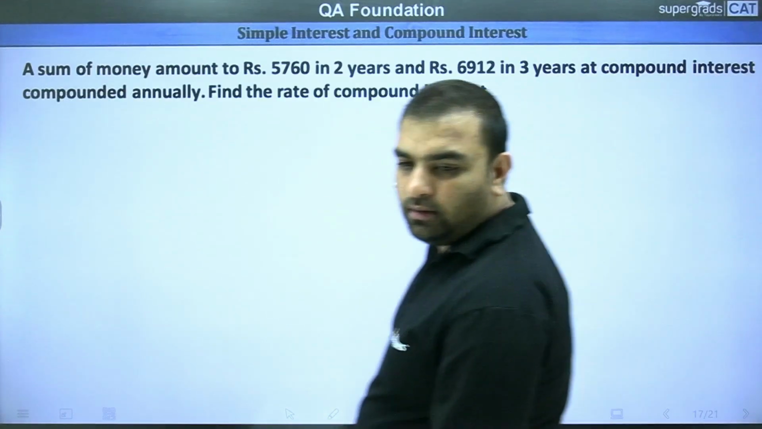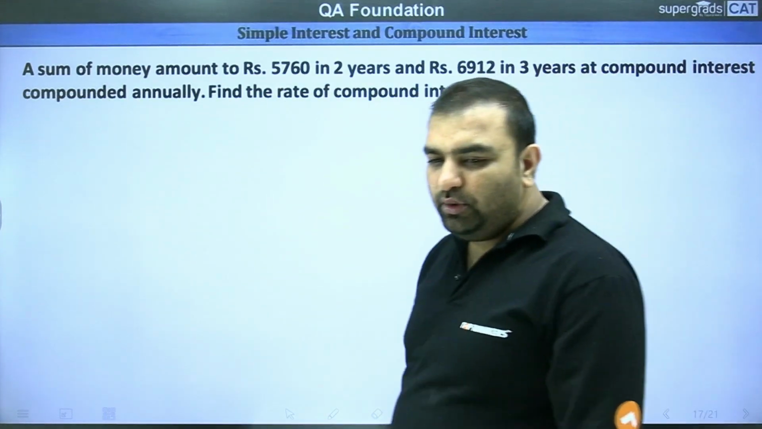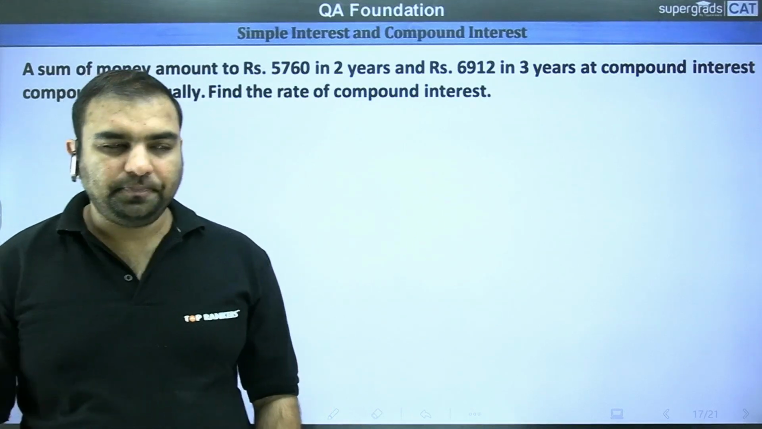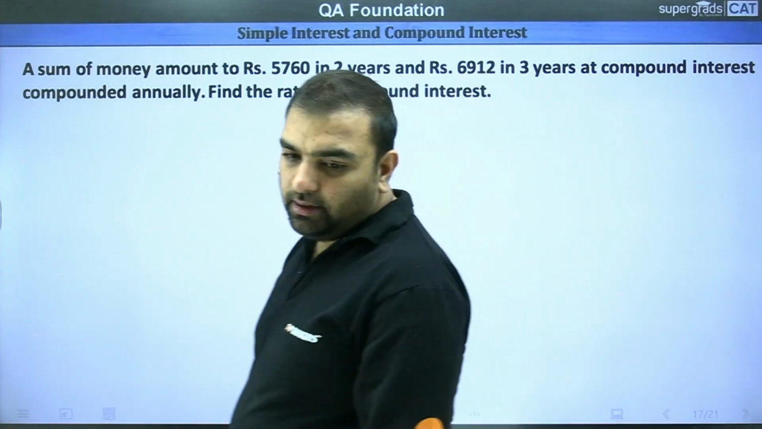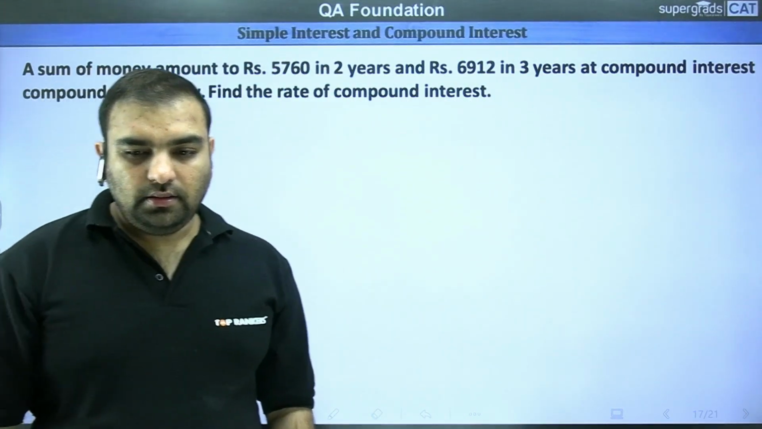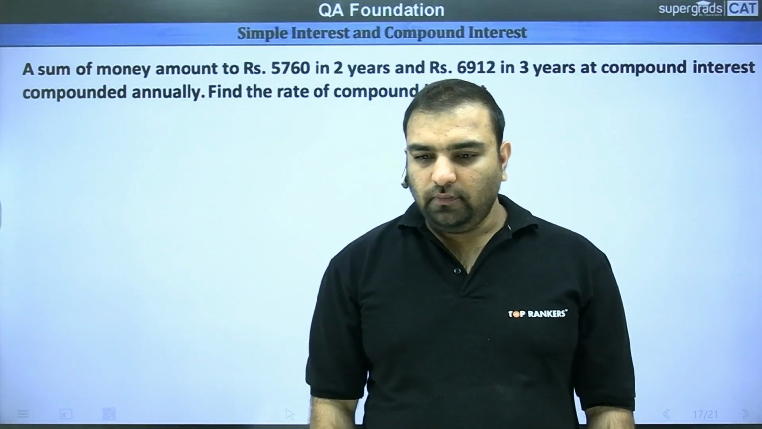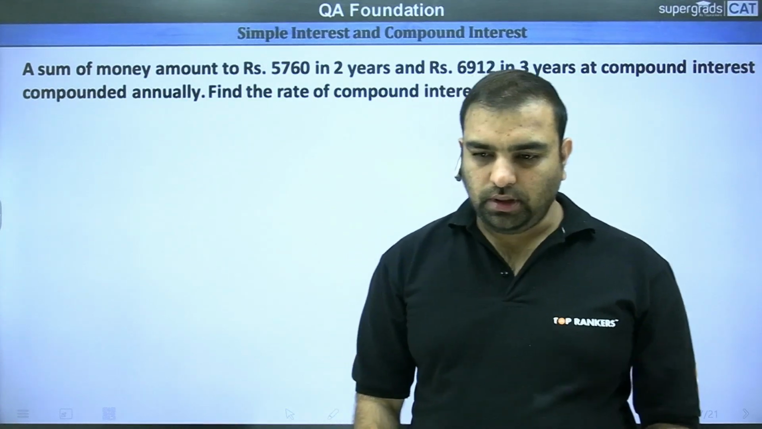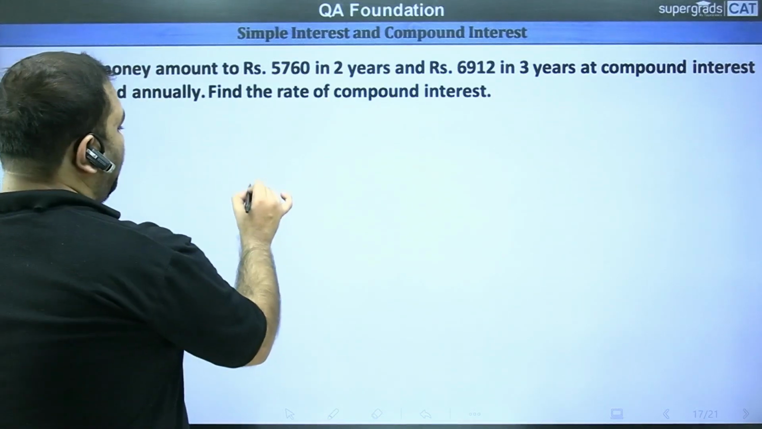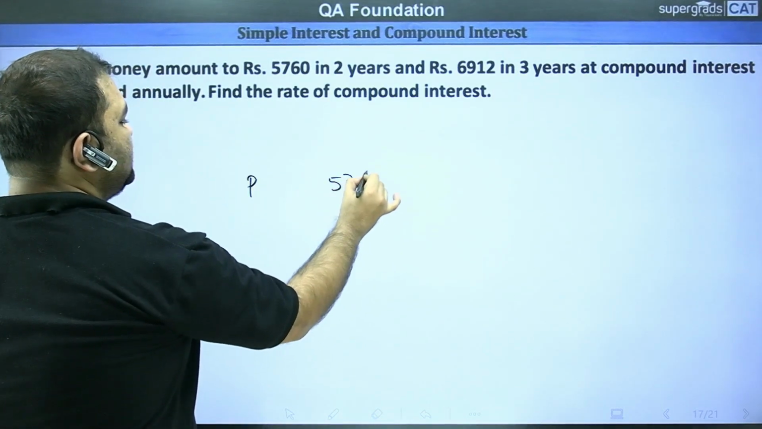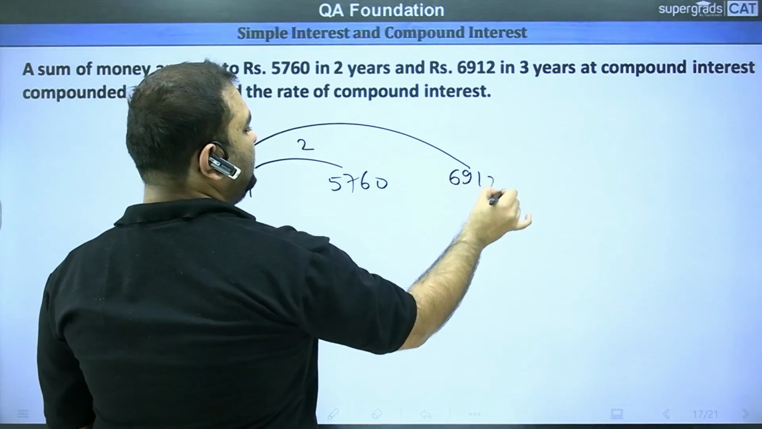Next. A sum of money amounts to 5760 in 2 years and 6912 in 3 years. What is the rate of interest per annum? A principal P amounting to 5760 in 2 years and amounting to 6912 in 3 years.